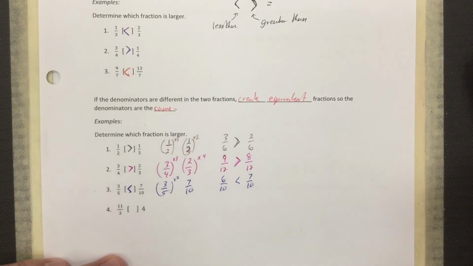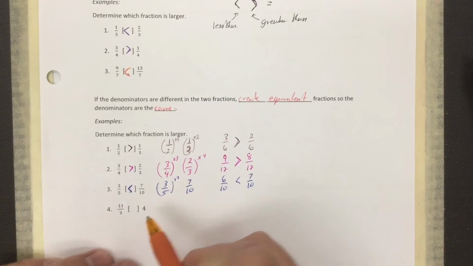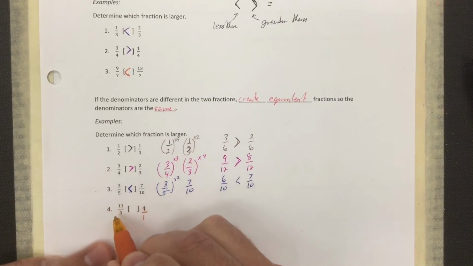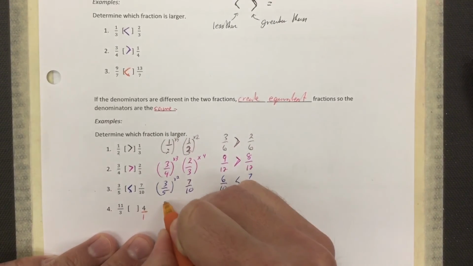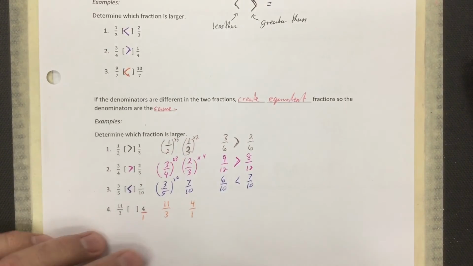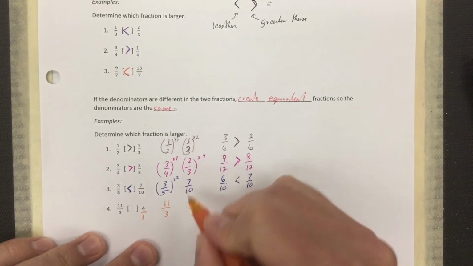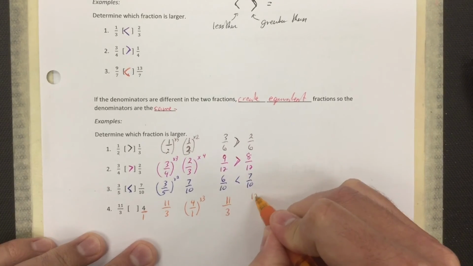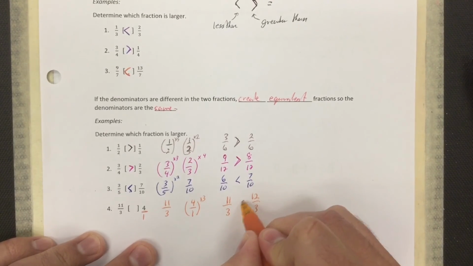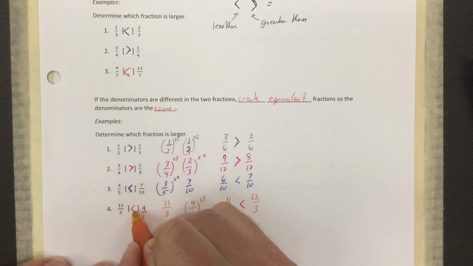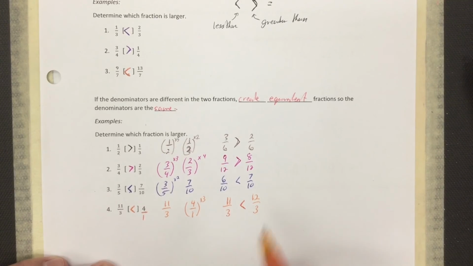Now the final one is a little bit tricky because we actually don't have a fraction here. Remember, we can always put that over 1. So here we have an improper fraction and a whole number, 11/3 and 4, and again they have different denominators. We can make the 1 into a 3 just by multiplying this all by 3. So 11/3 and 12/3. Well, the 12 is bigger, so we are going to put in the less than sign because 11/3 is less than 4, just by a very little bit.